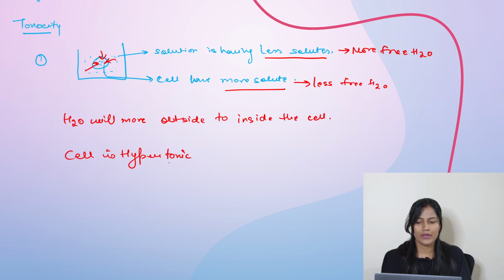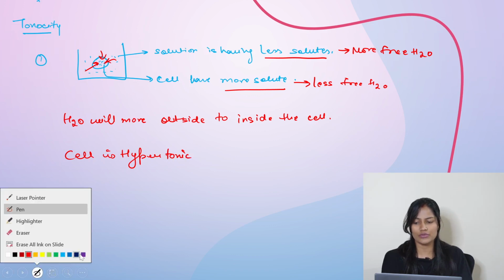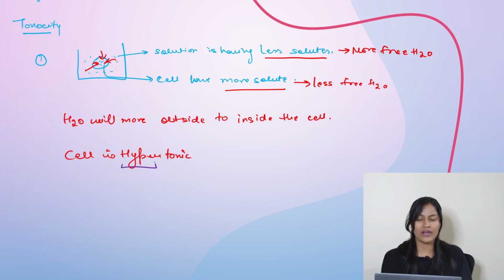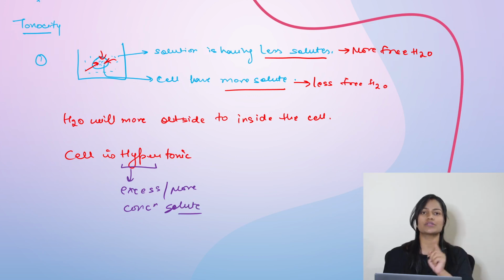hypertonic. Yes, tonic means that we are talking about the tonicity, and the word hyper means more, excessive. So there is excess or more concentration of what? Concentration of solute. More concentration of solute, because tonicity talks about the difference in the concentration of solute.